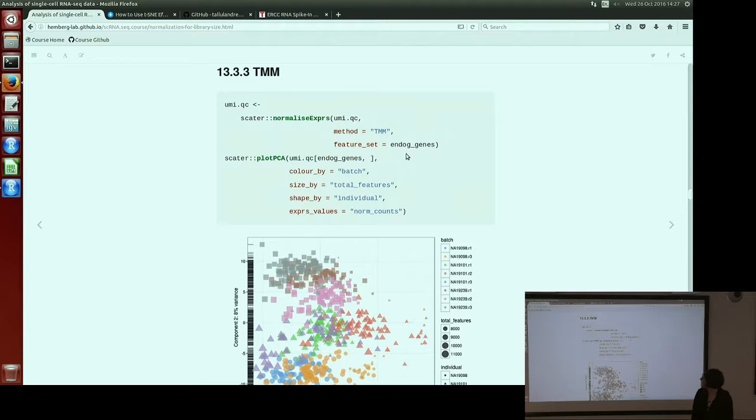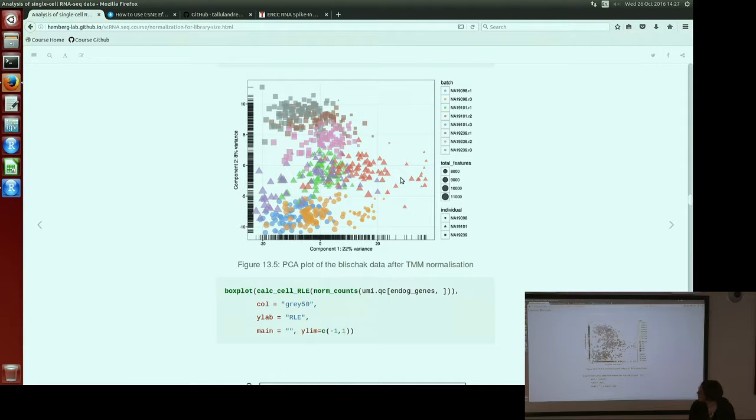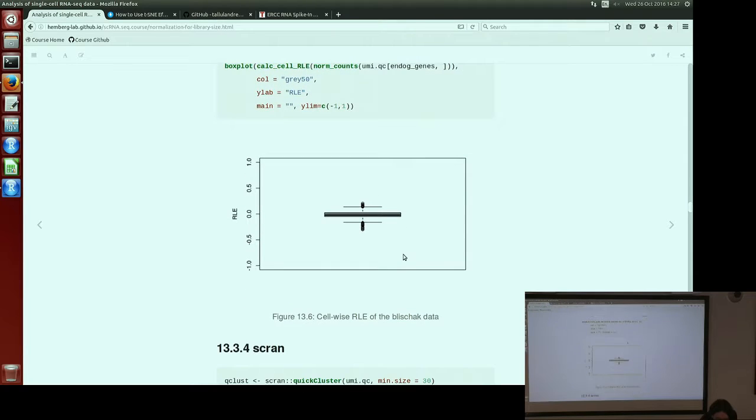And we can do the same thing for TMM. Here we calculate the normalization factors, and then we plot the data using Scater. It's all nicely inbuilt. This is not as nice as the counts per million. You can see it's all kind of messy. We have gotten rid of most of the relationship between total features and component 1. It's not too obvious anymore, but there's still a bit of mess going on. The different individuals are not too distinct. And calculating cell RLE, it's shrunk a lot, but there's still some there.